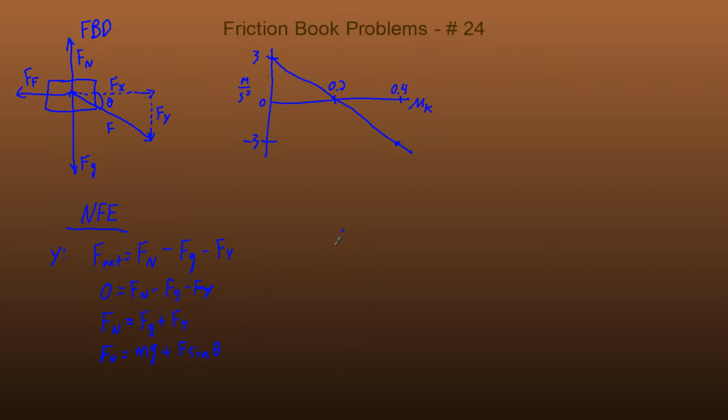Cool. What about the x direction? Excuse me. F net equals what? Well, we got two forces in the x direction. Fx to the right, Ff to the left. Let's call to the right positive.